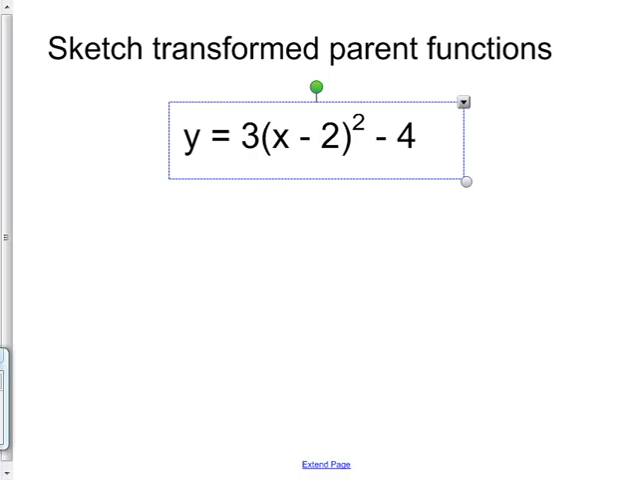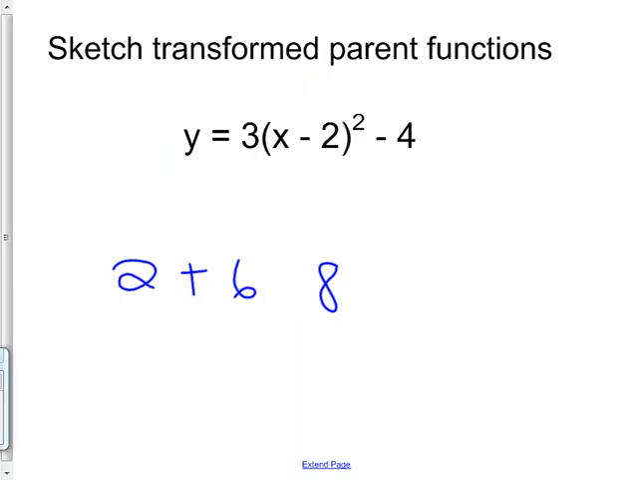Now remember, the order of these things matters. Sometimes it does, sometimes it doesn't. Just like in some math problems, 2 plus 6 plus 8, the order doesn't matter. But as soon as I throw in a parentheses and a minus, now the order does matter. If I don't do it in the right order, I won't get the right answer.